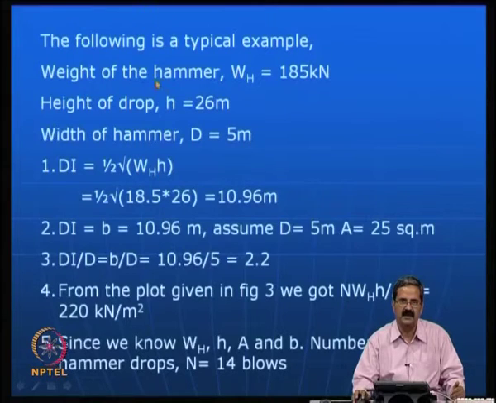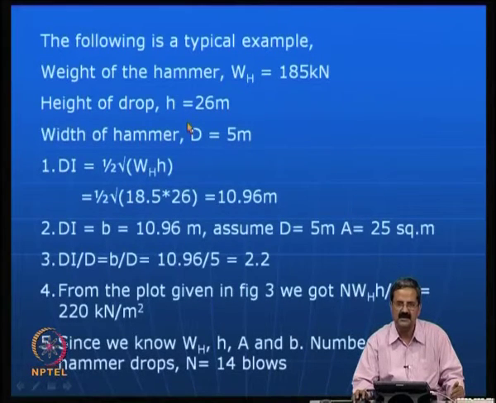So, for example, in a typical case, the weight of the hammer is about 18.5 tons or 185 kilonewtons, the height of drop is about 26 meters, and the width of the hammer, say for example, is 5 meters. So, the first step is you calculate this depth of significant influence.